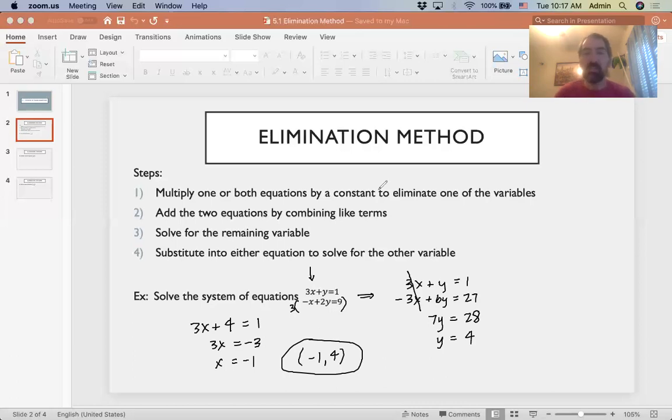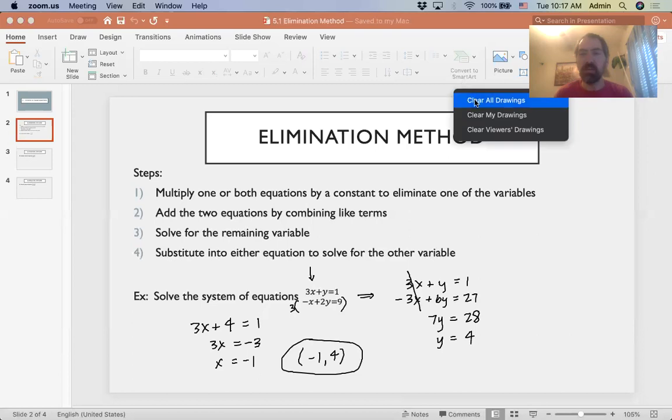Okay. We'll look at two more examples here, just to give us a good idea of that elimination method, how it works in some different cases.